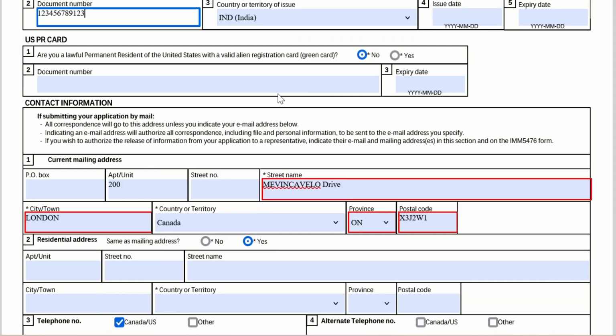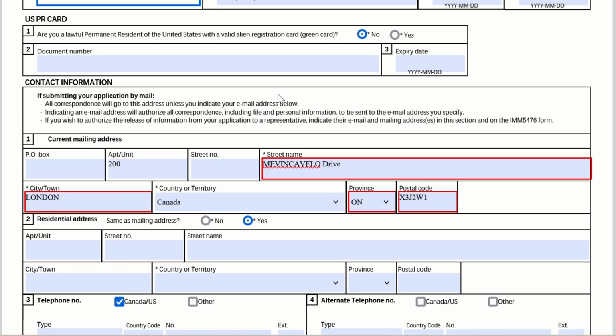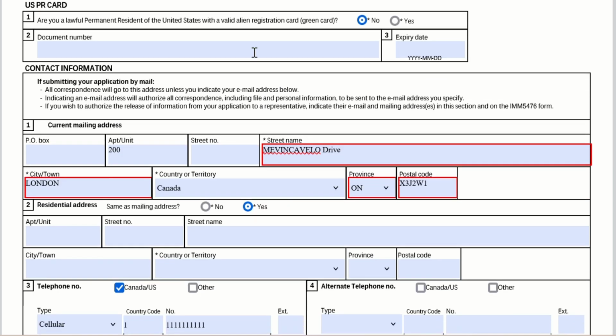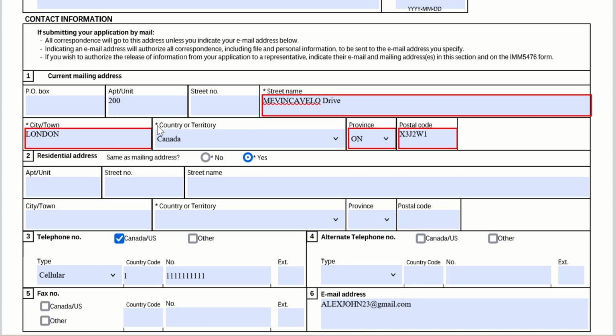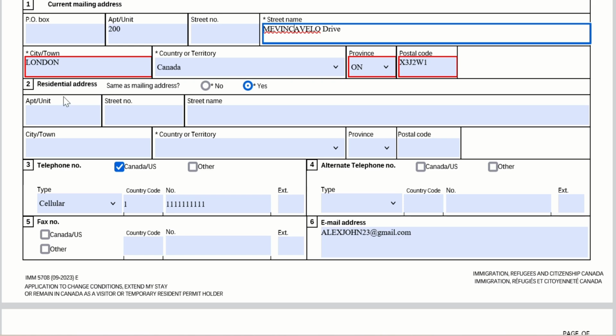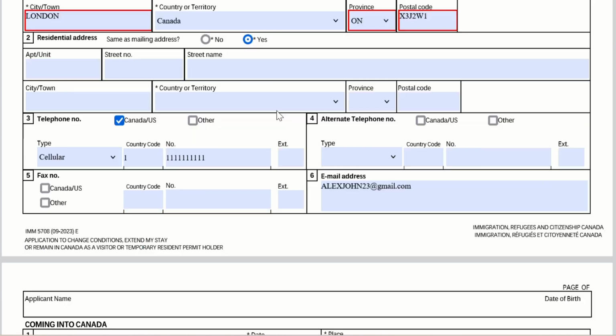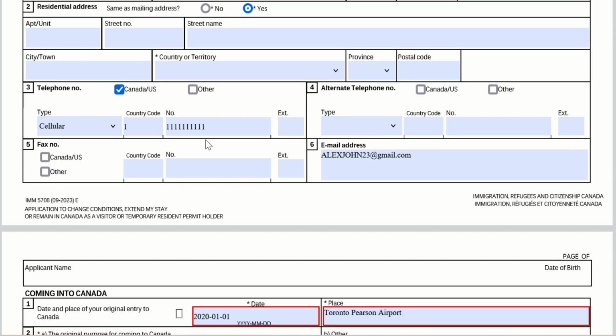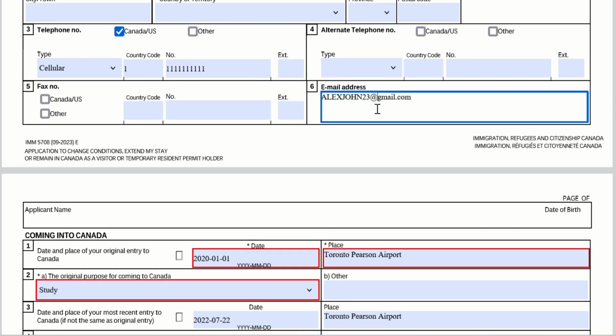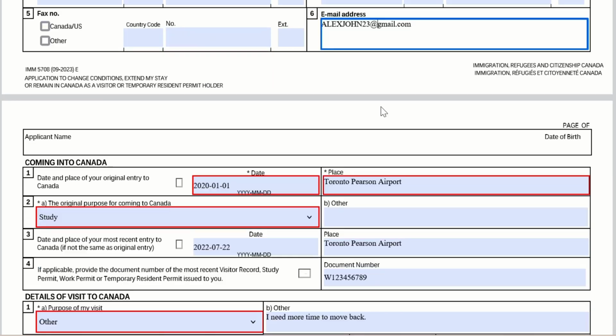No, not a permanent resident or a green card holder. Then your mailing address, residence address is same as the mailing address, so yes. Then telephone, yes, or Canada. Then you can put the email address here.